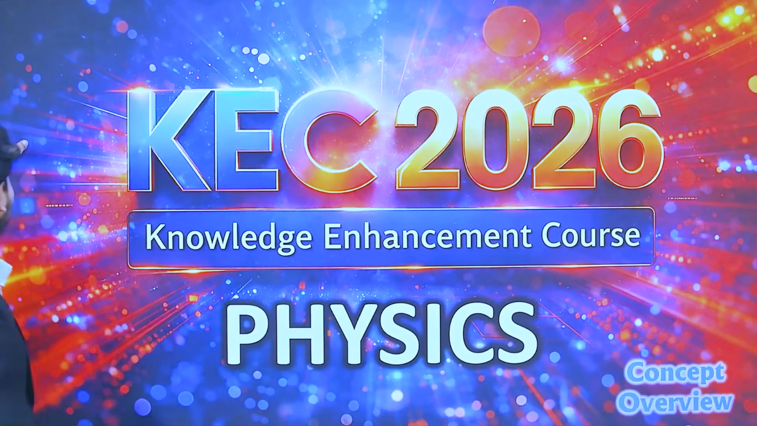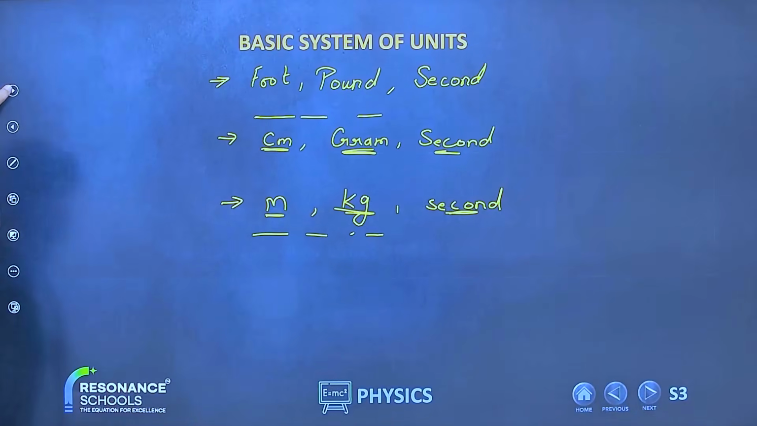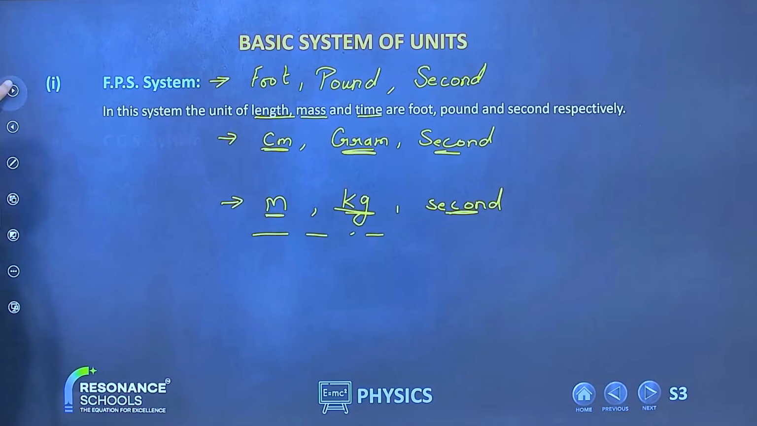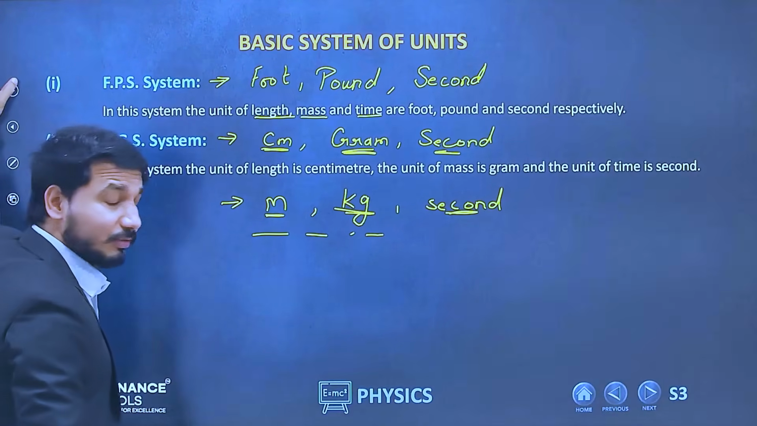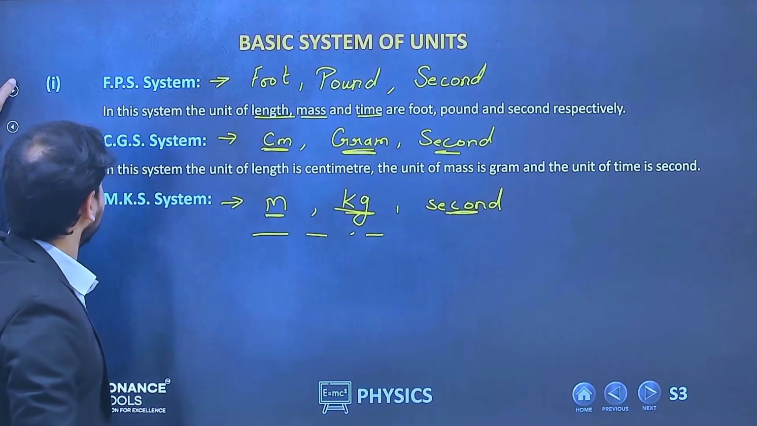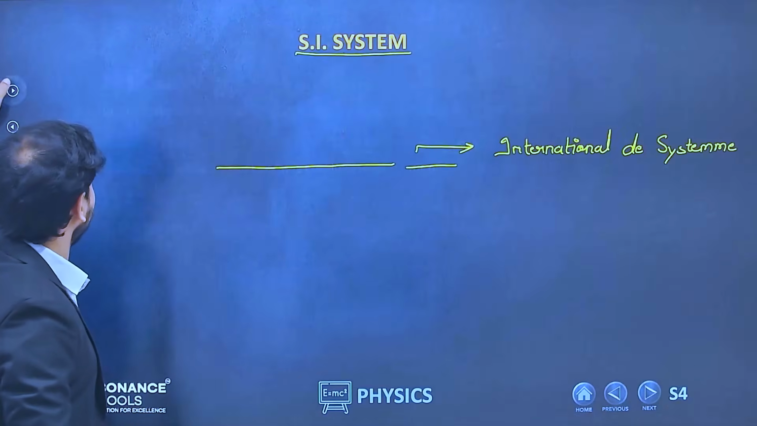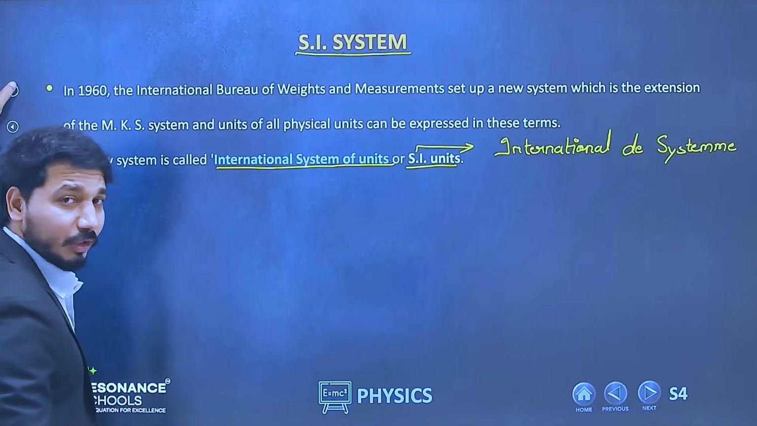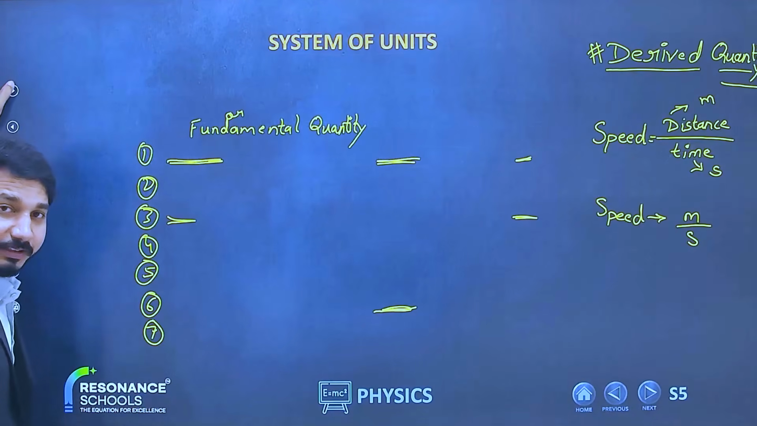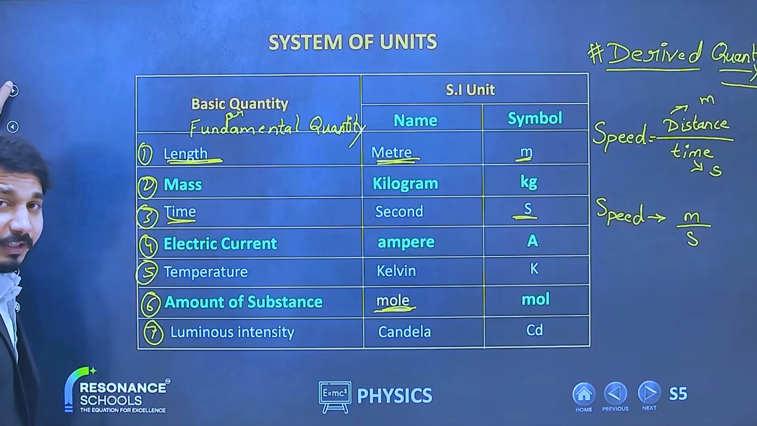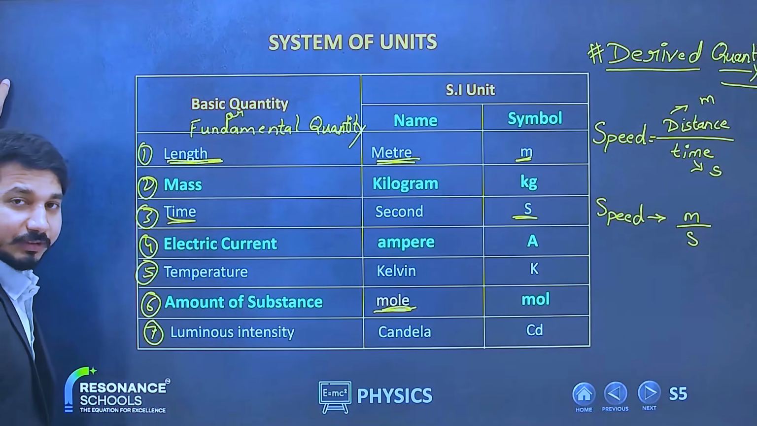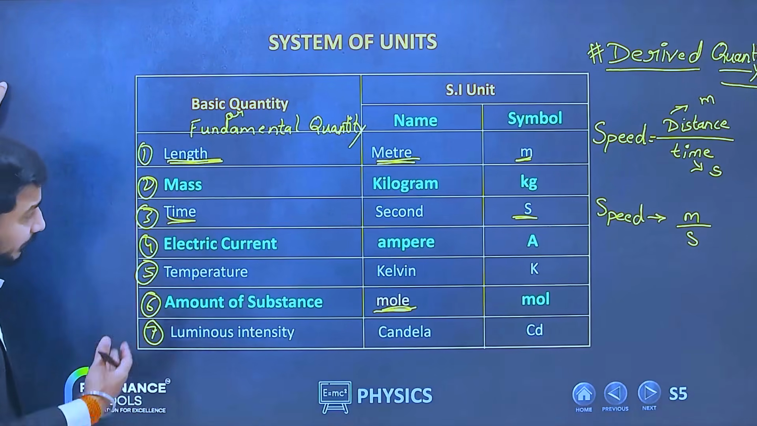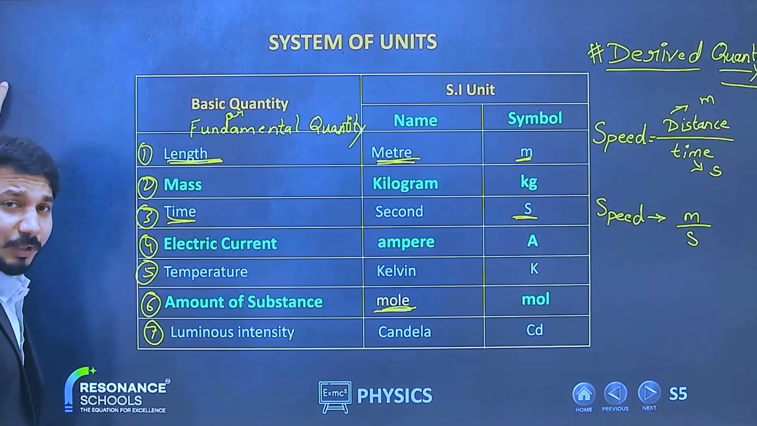Okay, and after all these things, we were learning how to do unit conversions. While understanding unit conversions, we also discussed some questions based on the same. So this FPS, CGS, all these things we have already discussed. The SI system stands for International System of Units in English, but in French it is called Système International.